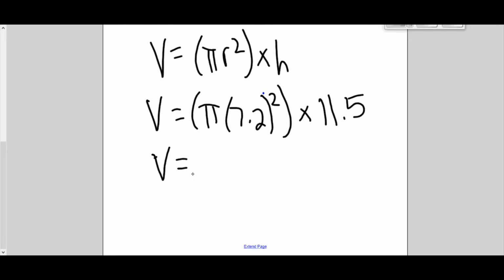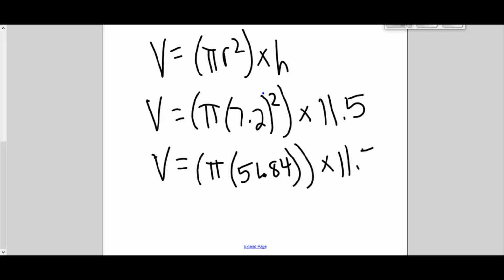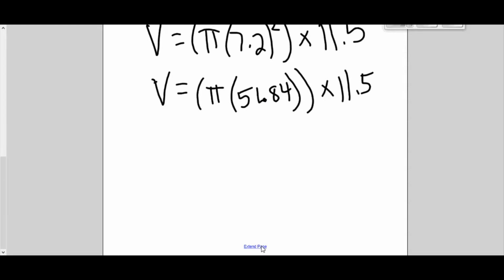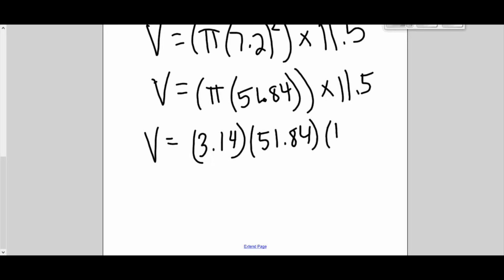For this, we're going to have to do 7.2 squared first. So 7.2 times 7.2 is 51.84. So 51.84 times 11.5. Next, we're going to plug in our value for pi. So I'm going to simplify volume equals pi, we know that is 3.14. So I'm going to say 3.14 times 51.84 times 11.5.